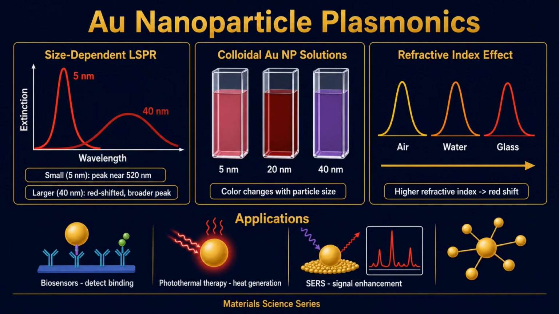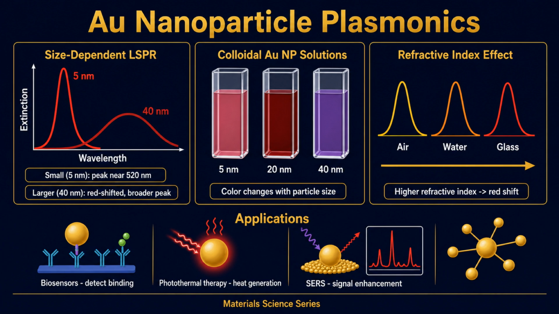Gold nanoparticles are the classic example of LSPR. While bulk gold has its familiar yellow color, gold nanoparticles can appear pink, red, purple, or even blue depending on their size. Small particles, around 5 nanometers, have LSPR peaks near 520 nanometers and appear pink or light red.